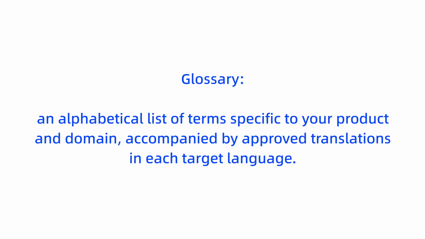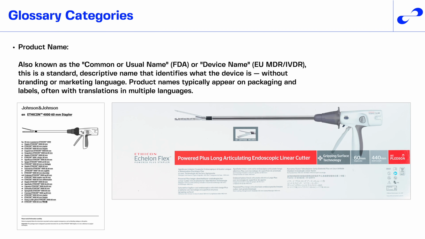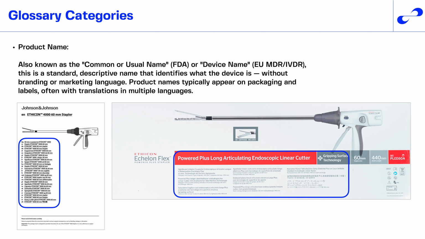A glossary is an alphabetical list of terms specific to your product and domain, accompanied by approved translations in each target language. It is the single most important tool for translation consistency. There are several categories of glossaries to consider. Product name, also known as common or usual name (FDA) or device name (EU MDR, IVDR). This is a standard descriptive name that identifies what the device is without branding or marketing language. Product names typically appear on packaging and labels, often with translations in multiple languages.